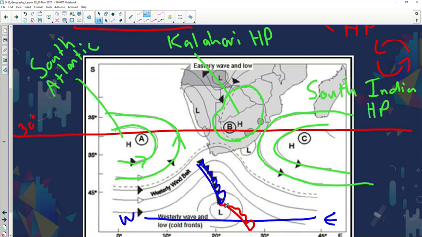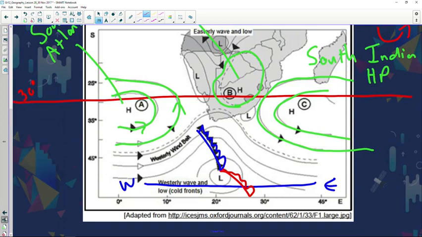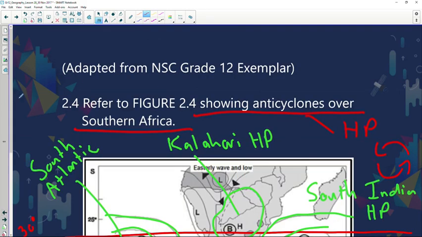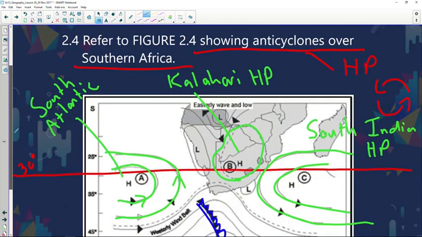So what I want us to do is just to concentrate on this subtropical high pressure belt. As you can see, there's three high pressures dominating South Africa's climate: the South Atlantic, the Kalahari high, usually only during winter, and the South Indian high pressure. Now let's go and have a look at the questions that's being asked. Name the high pressure cell labeled B. And that one is the Kalahari high pressure system.